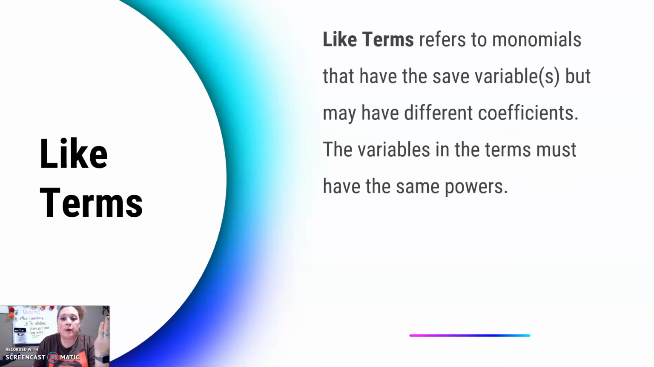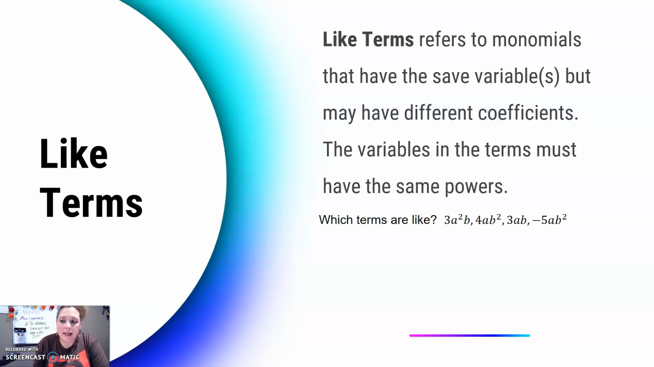When we talk about adding polynomials, it's important that we know how to combine like terms. Being a former 7th grade teacher, I know that this is something that you probably covered in 7th grade and in 8th grade. It's been a while, so let's quickly review it. Like terms refer to monomials that have the same variable but may have different coefficients. The variables in the terms must have the same power, meaning they have to have the same exponent. You can't have x and then x cubed. They have the same letter, but they're not to the same power.